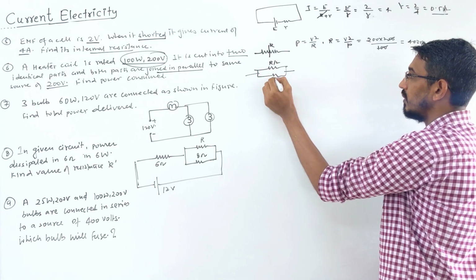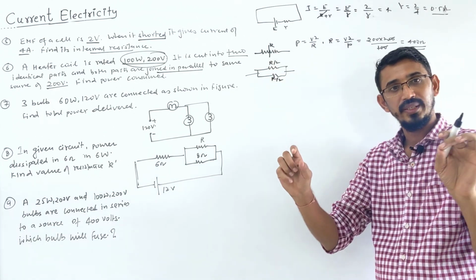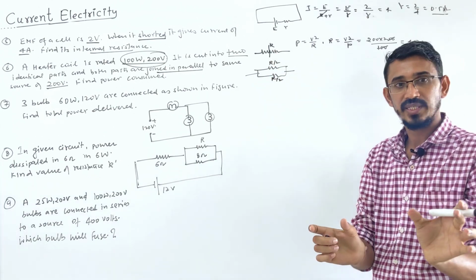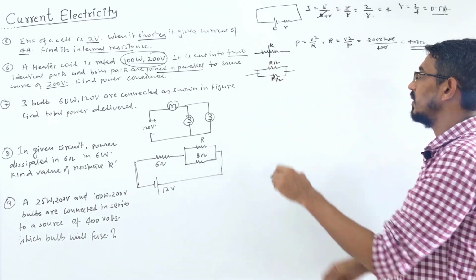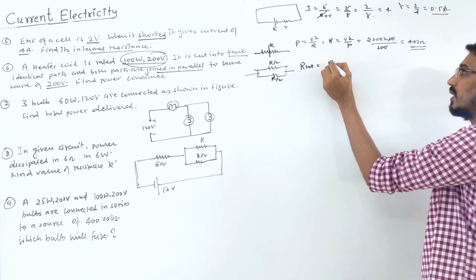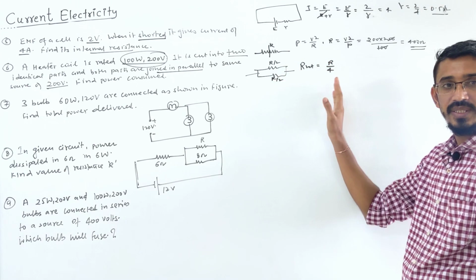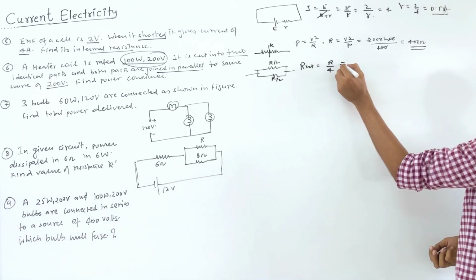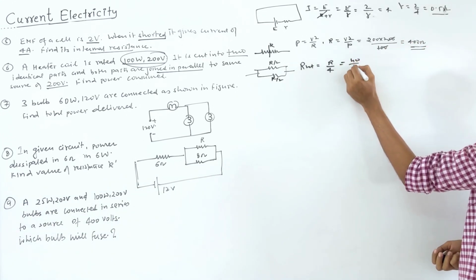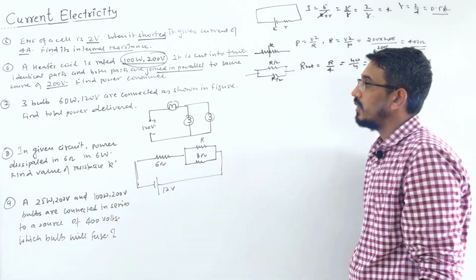The coil had resistance R. You cut it into 2 pieces, each piece has resistance R by 2. So what is the net resistance? Two equal resistances, R by 2 and R by 2, in parallel become R by 4. R we calculated as 400, so 400 by 4 means the new resistance of this combination is 100 ohm.